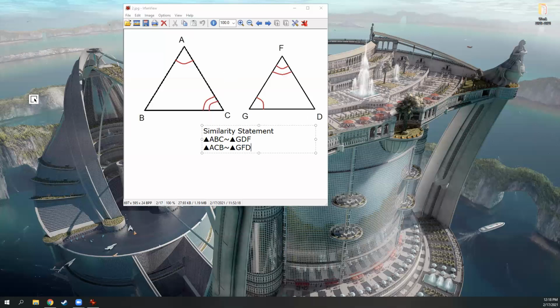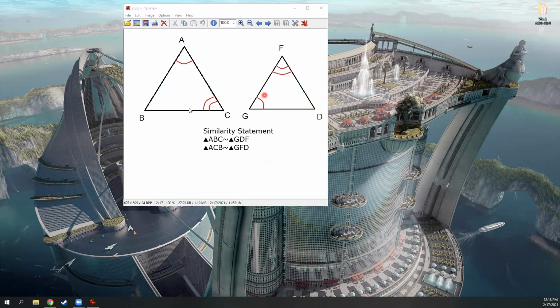A corresponds to G, B to D, C to F. A to G, BD, CF. AB corresponds to GD. So no matter what you do, so long as you set it up correctly, it doesn't matter how you set up the first triangle, so long as the second one matches it in the same order.